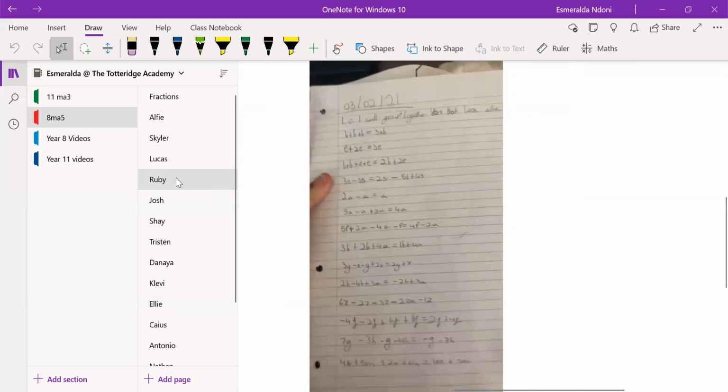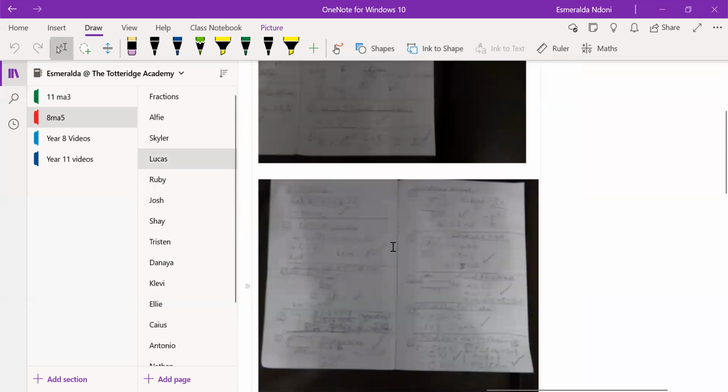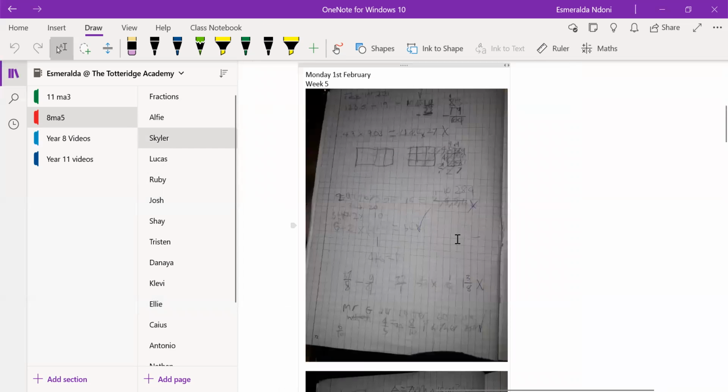And then if I click on Ruby, oh, this is the work for collecting like terms. She's got a date, a title, working out. It's just so beautiful, guys. I'm so proud of you. Lucas has been sending me everything. Look, everything, it's marked and done. Proud of you guys. Skylar's work with a date, questions done, questions marked. It's just so wonderful. So well done to all of you.